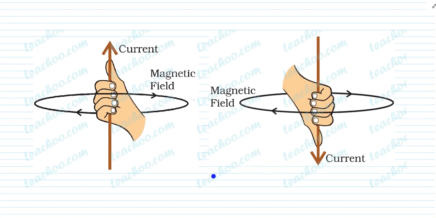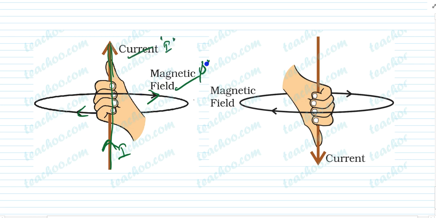Suppose the right hand is holding the conductor, and this is the direction of the current. Then the magnetic field direction is given by the remaining fingers. The wrapped fingers show the magnetic field. This is the current direction I, and the remaining fingers show the magnetic flux direction.